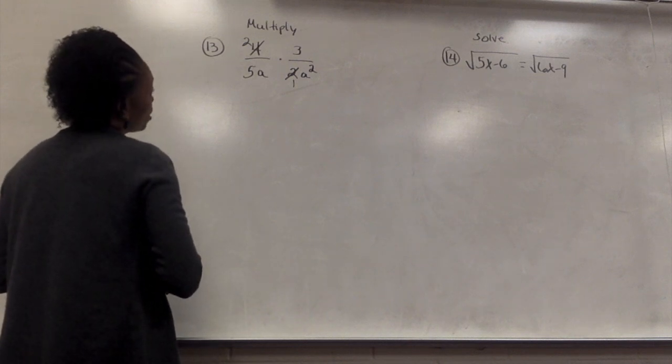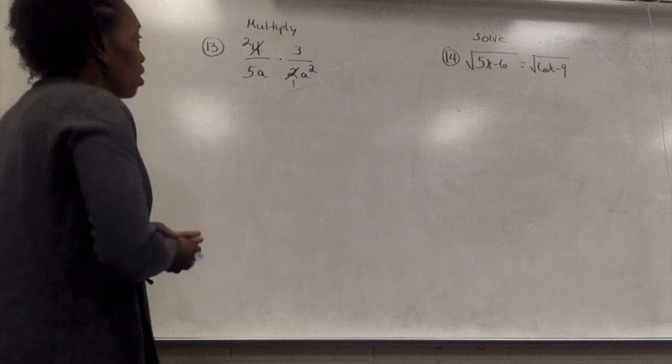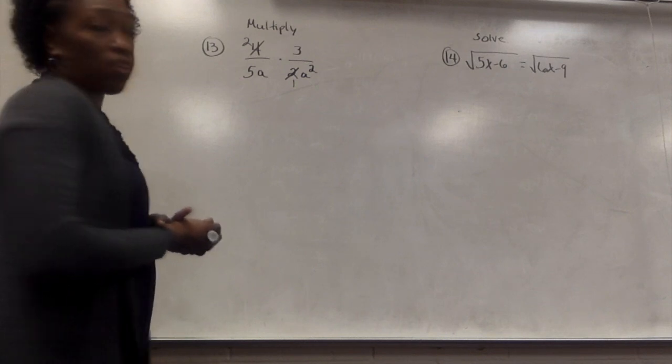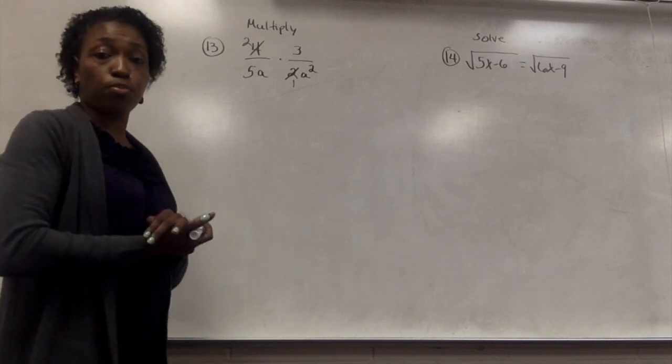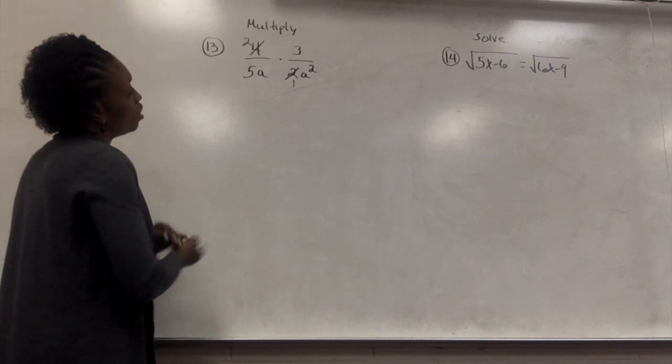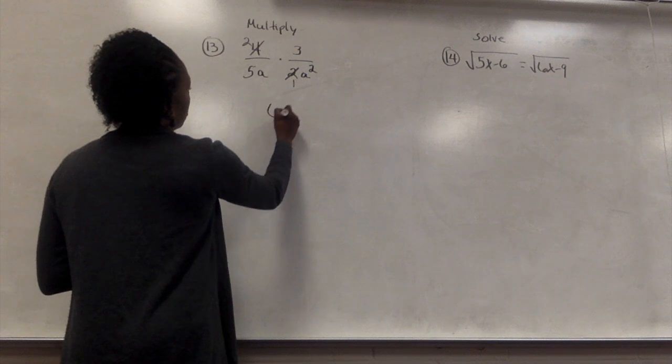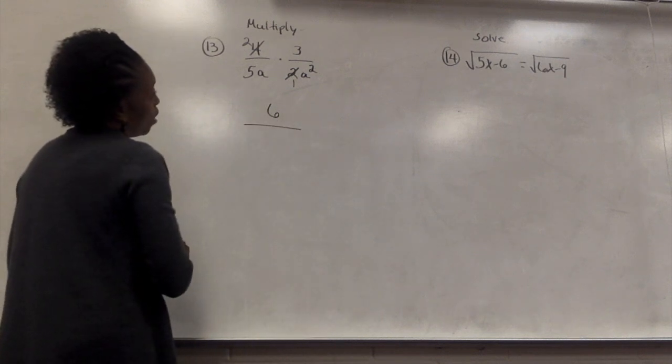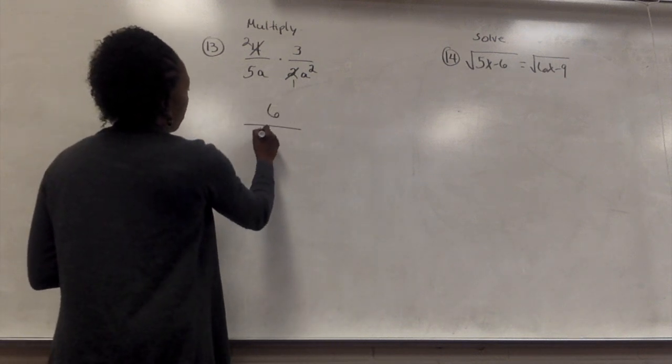And when I look, I want to see if there's anything else that can be canceled. In this case, there's nothing else that can be canceled, so now we're going to just multiply the fraction, numerator times numerator, denominator times denominator. 2 times 3 is 6. Denominator, 5 times 1 is 5.